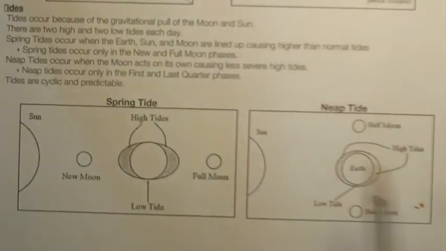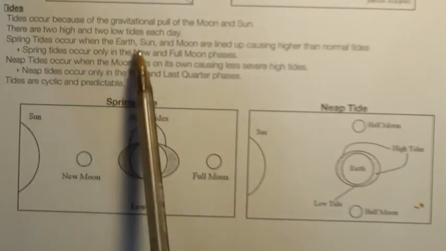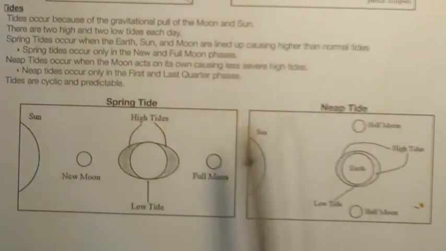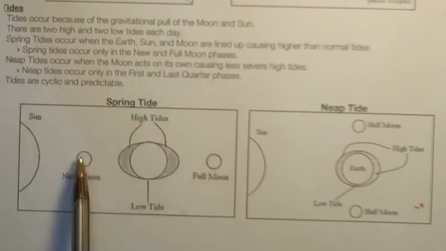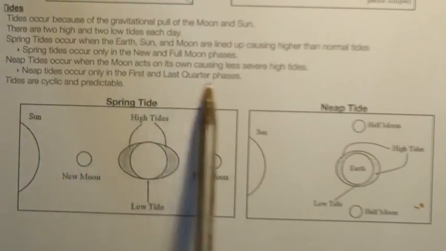Quick review on tides. Tides occur because of the gravitational pull of the moon and the sun. There are 2 high tides and 2 low tides a day. Spring tides occur when the Earth, sun, and moon are lined up, causing higher than normal tides. And spring tides occur only during the new and full moon phases. So here we see that. And then we have neap tides occur only in the first and last quarter phases.